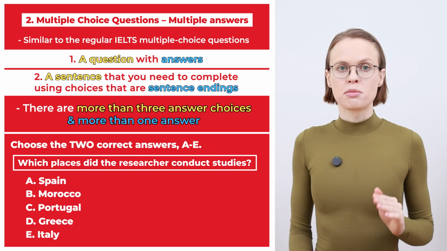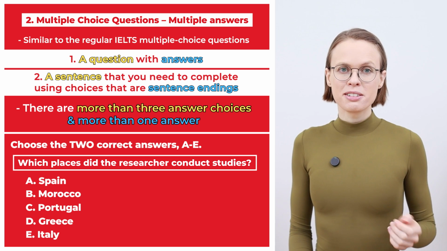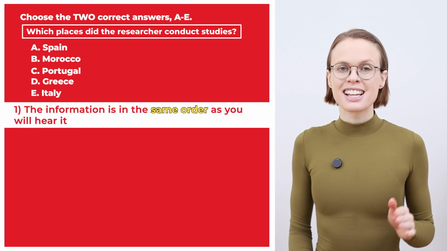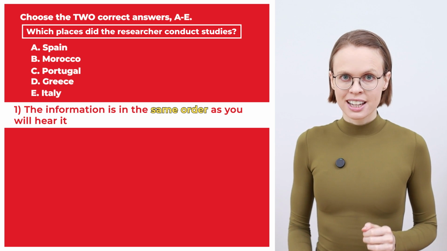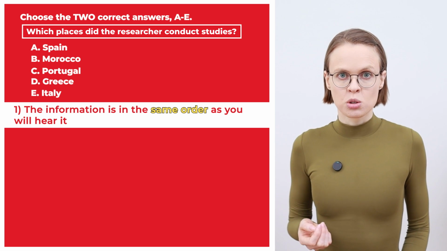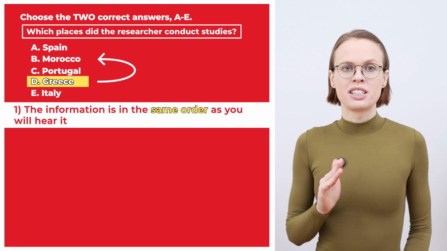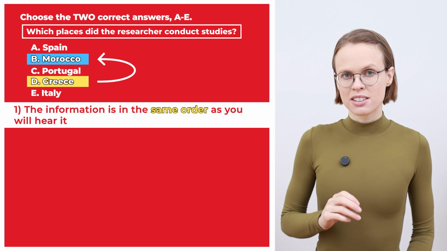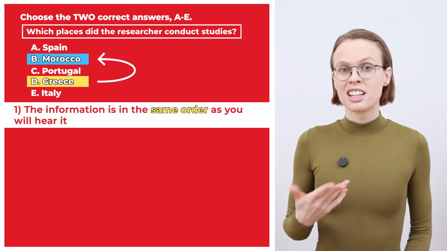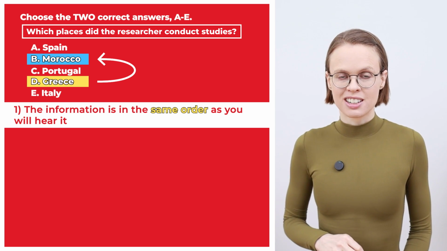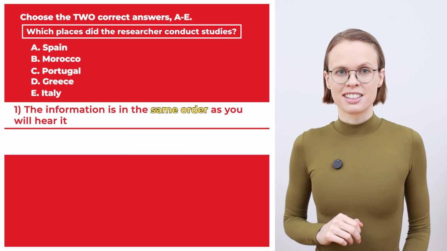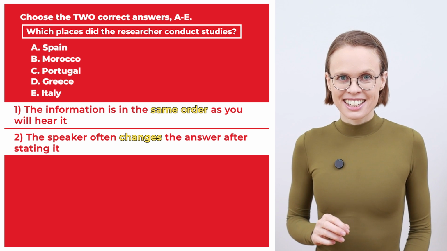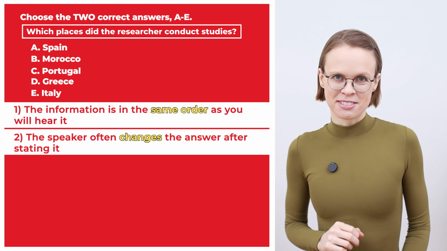One of these questions might look like this. There are a few things you need to know about a question like this. First, the information is in the same order as you will hear it. In this question, if you hear the person talking about Greece, you know that the discussion of Morocco is over. This is super helpful because if the speakers didn't talk about Morocco before, you know that Morocco can't be one of the correct answers. The other important thing to know is that the speaker often changes the answer after stating it. So you need to listen carefully to everything.